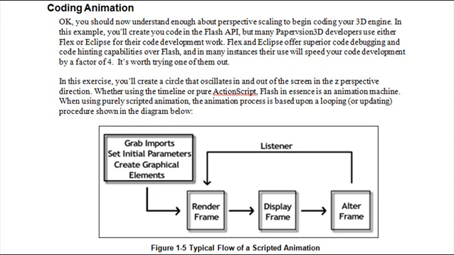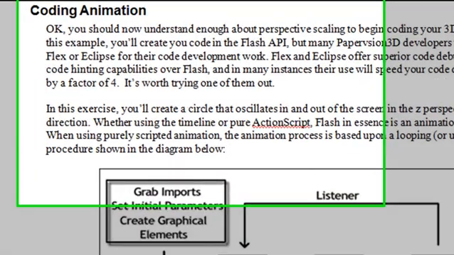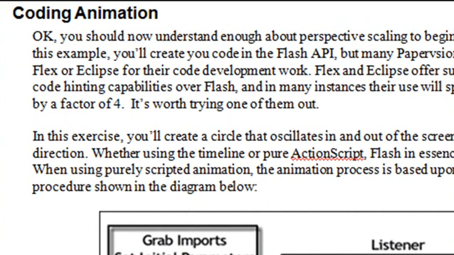Hello, this is Mike Lively, and this is Professional Papervision Chapter 1 on Coding Animation. In this chapter, we're going to build an animation engine that you're going to use throughout the book, and we're going to show you how to do it first in 18 lines of code, and then utilizing CS4, we're going to do it in 13 lines of code. So let's learn a little bit about animation engines.